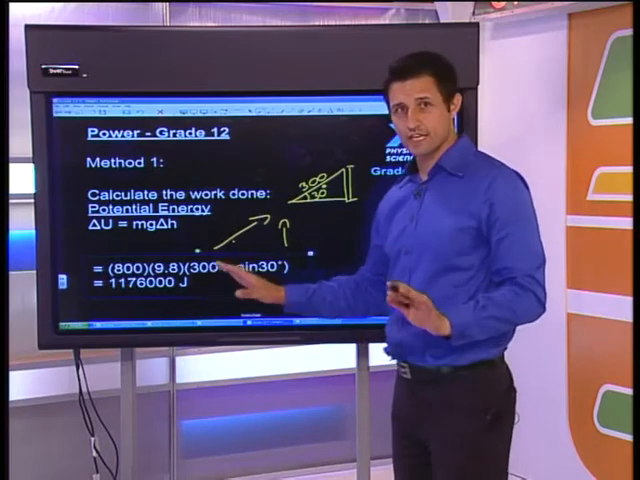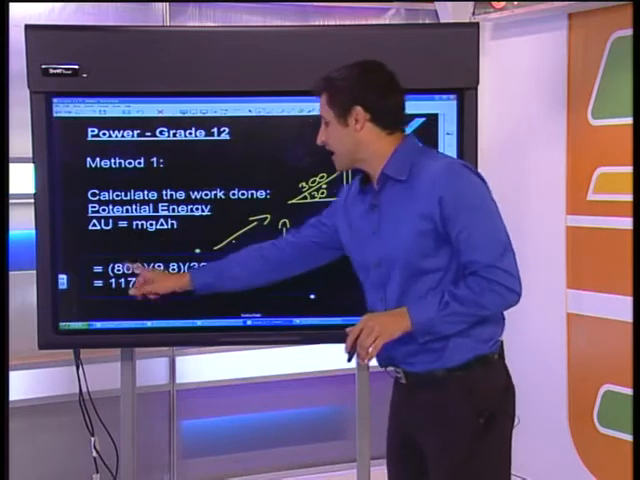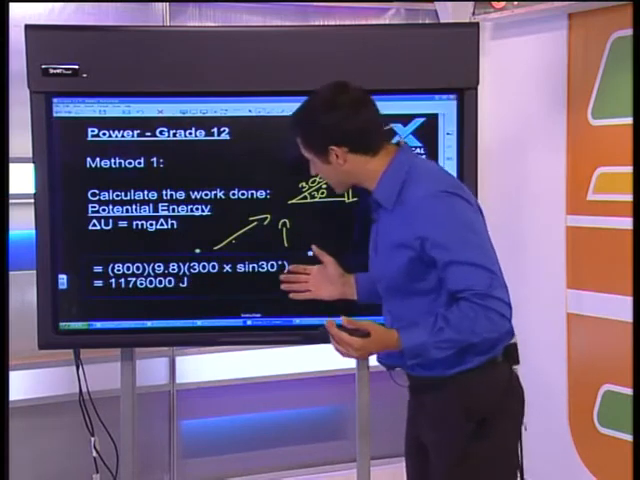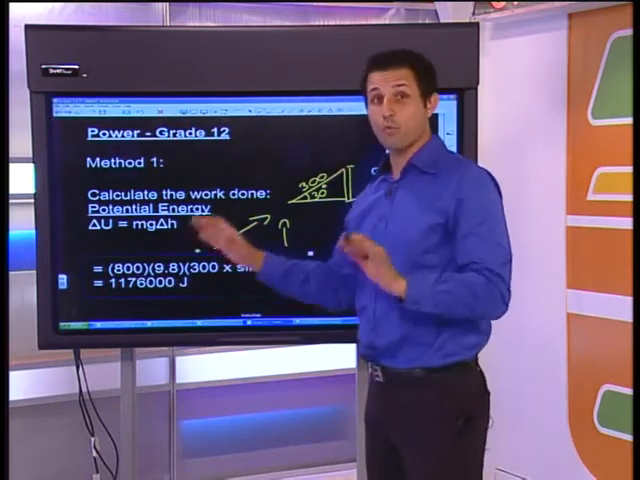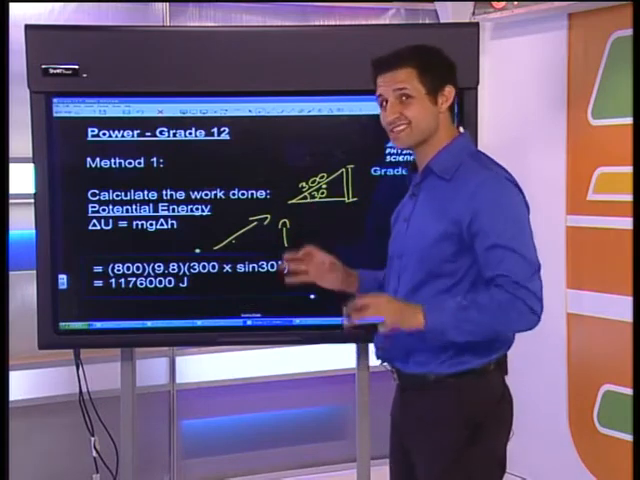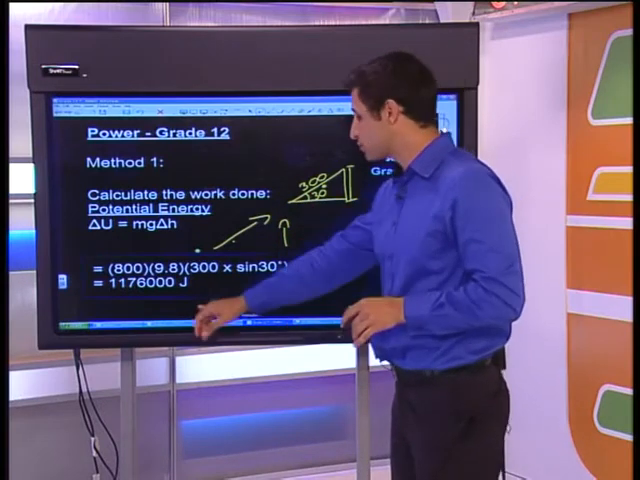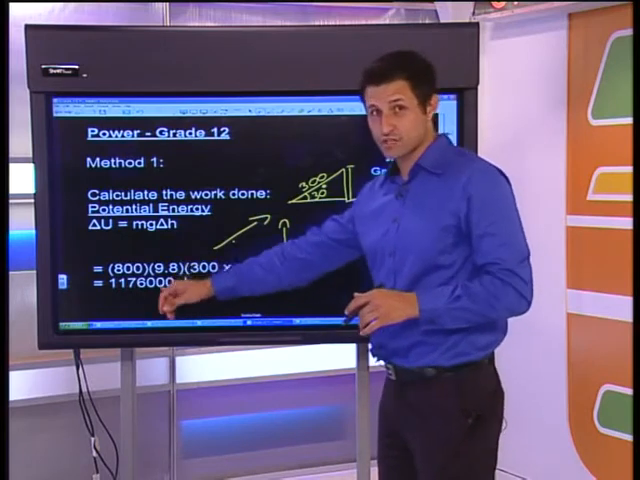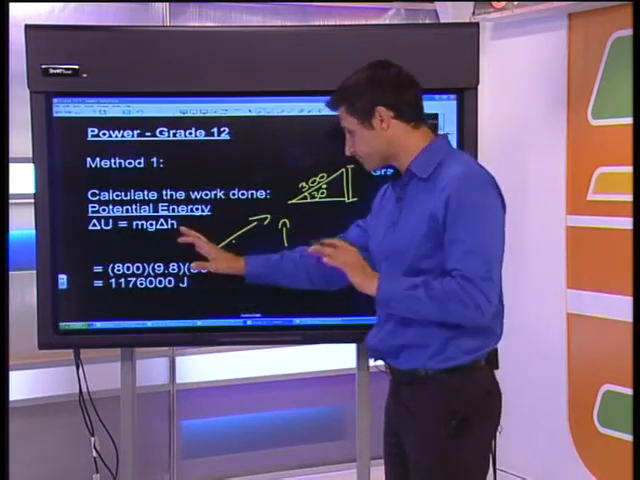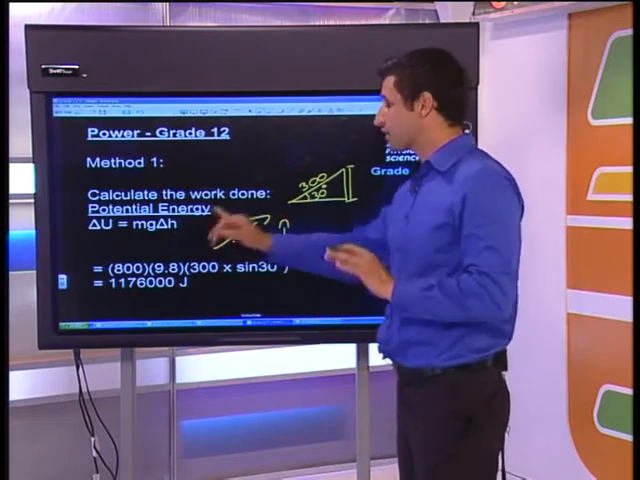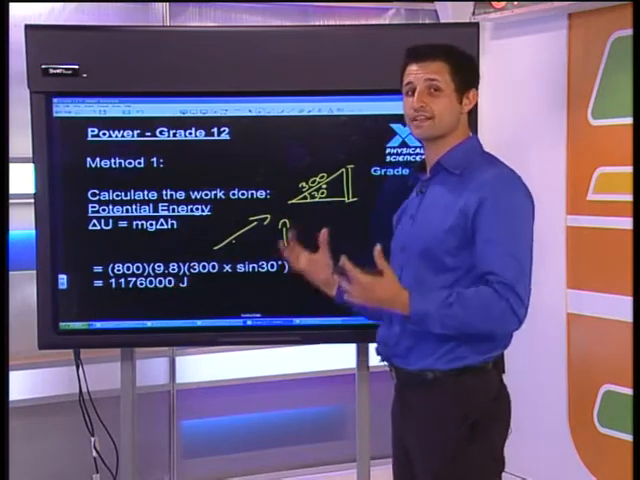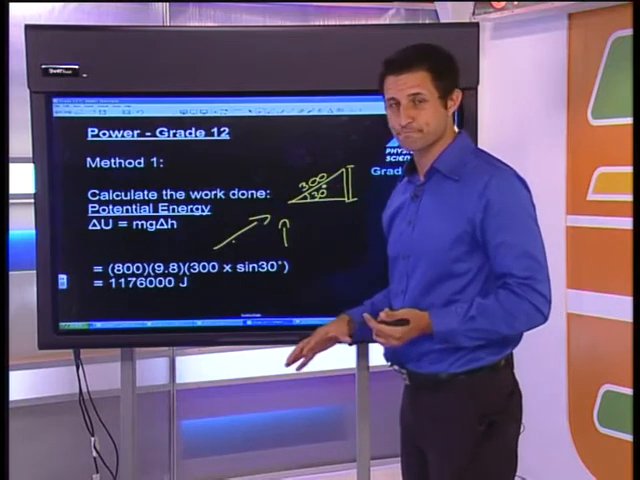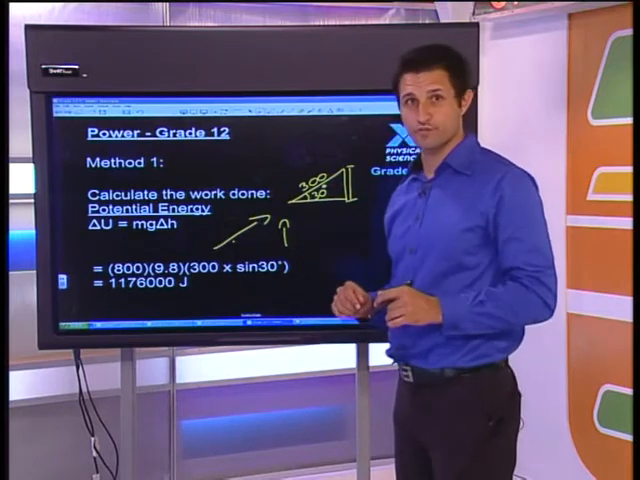If I do all of this together, I will find out that I did, I've actually shortchanged myself there, 1,176,000 joules of kinetic energy or potential energy. In this case, it's a change in potential energy. Apologies there. So we've got a change in potential energy, which is work done against the force of gravity. Well, that's part 1 of 3.